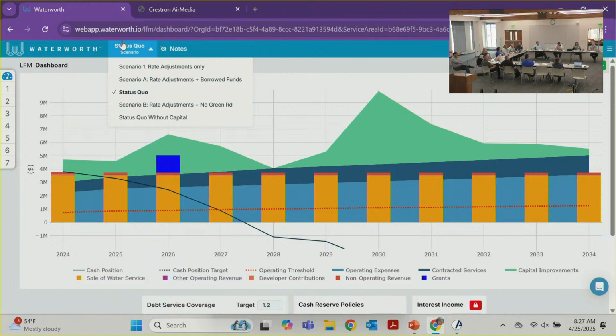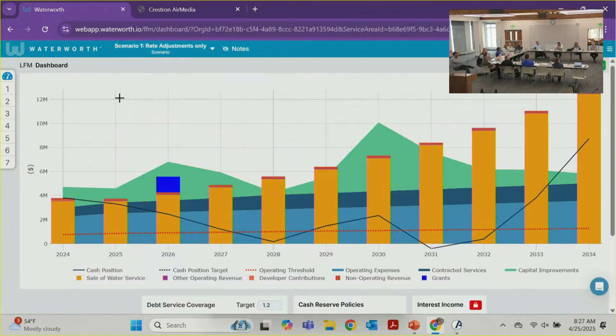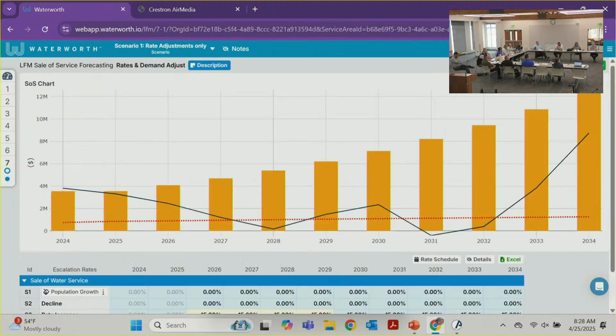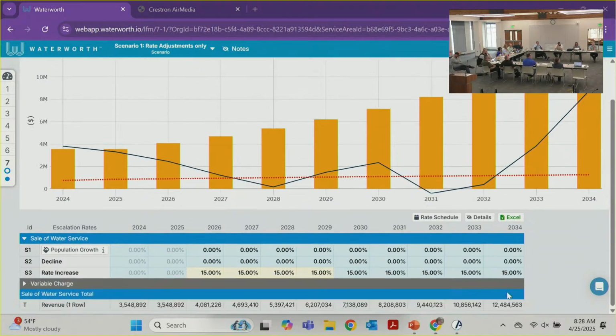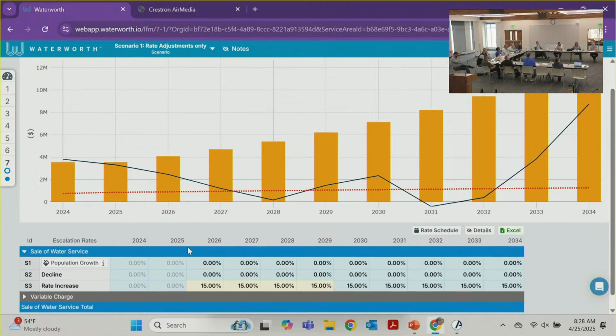Okay, so then we made a scenario just proposing rate adjustments. So you can see the difference in the cash line. You can see how the sale of water is increasing. So this is just showing the rates. Right now, we have 15% for the foreseeable future, and that's what the cash line does in the sale of water service.